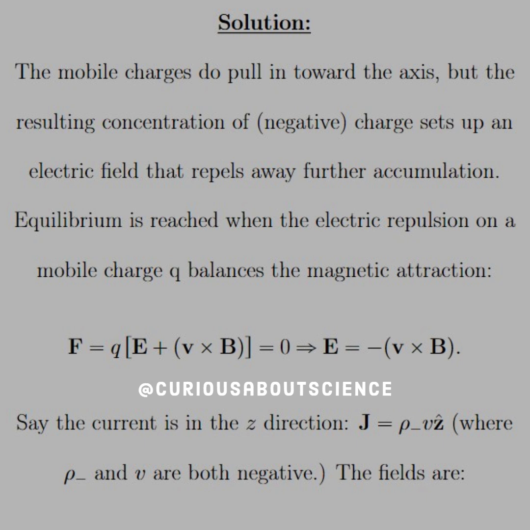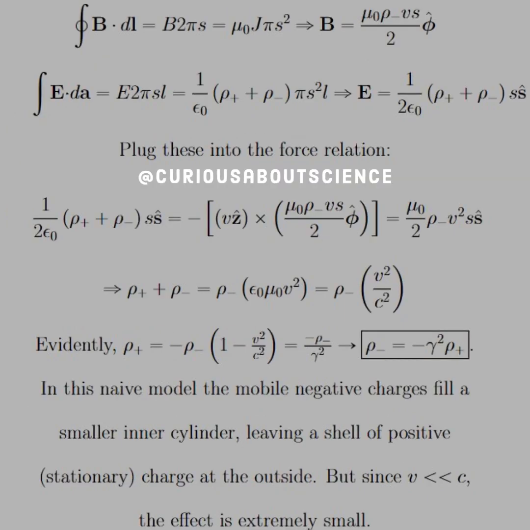All right, fair enough. So say the current is in the z direction, and our current density is equal to negative rho v z hat. Again, since we're looking at the negative charges, rho and v are both negative, and thus their fields are... use Ampere's law for the B field, you get B equals mu naught rho negative v s over 2, in the phi hat direction. And then for the electric field, from Gauss's law, E equals 1 over 2 epsilon naught, times the total charge, rho plus plus rho minus, times s in the s hat direction.